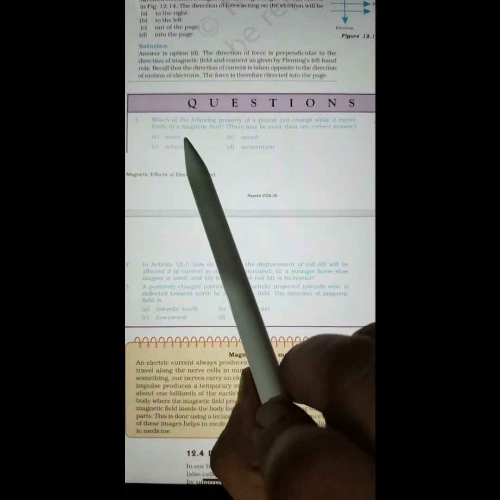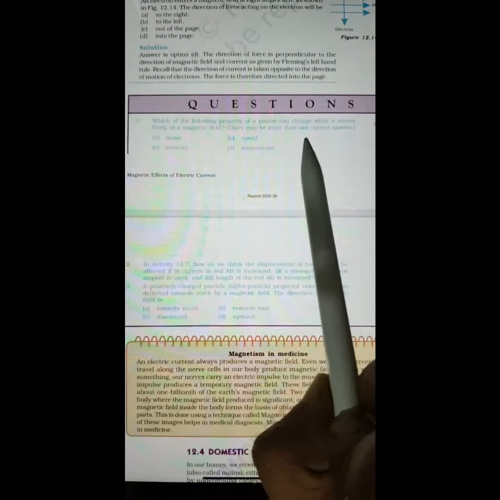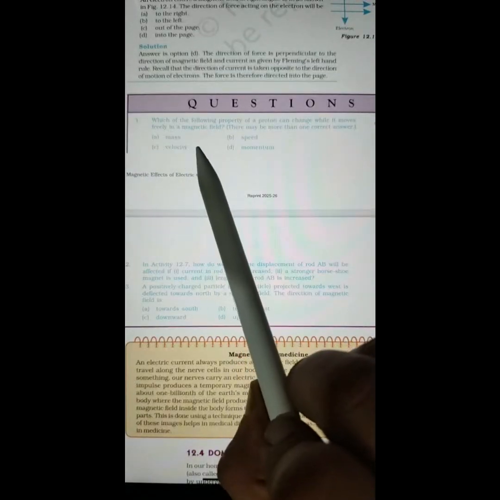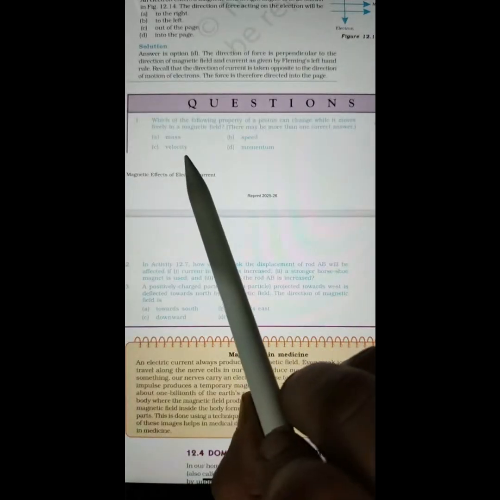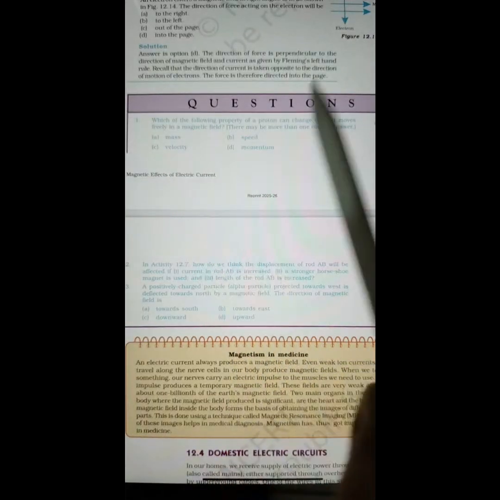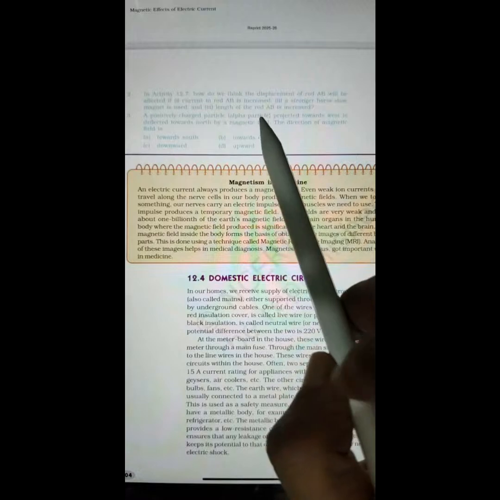Questions. 1. Which of the following property of a proton can change while it moves freely in a magnetic field? There may be more than one correct answer: A, mass; B, speed; C, velocity; and D, momentum. 2. In text question 2, in activity 12.7, how do we think that the displacement of rod AB will be affected if 1. current in rod AB is increased, 2. a stronger horseshoe magnet is used, and 3. length of the rod AB is increased?